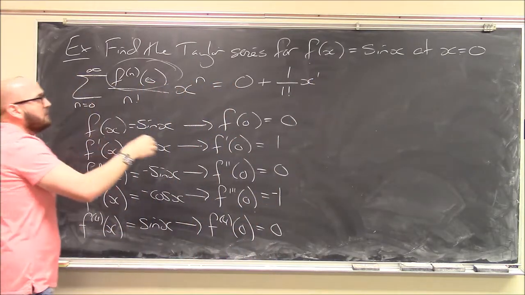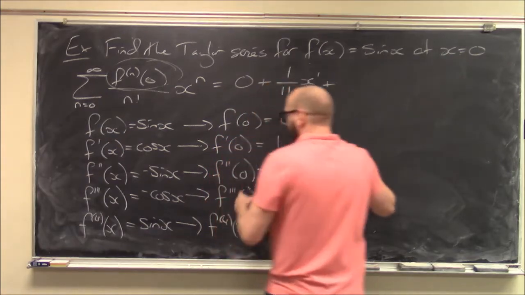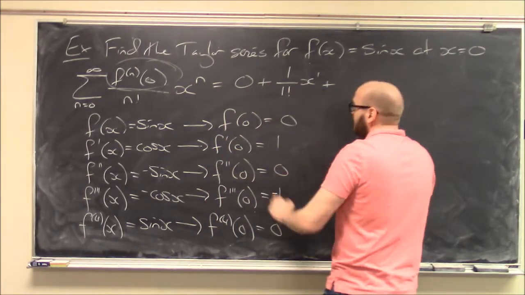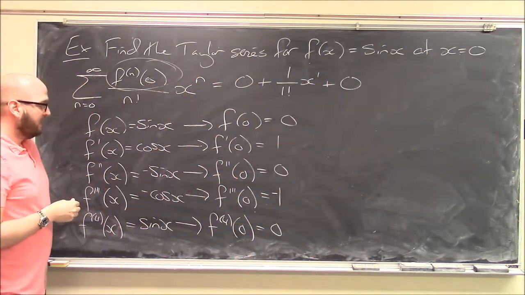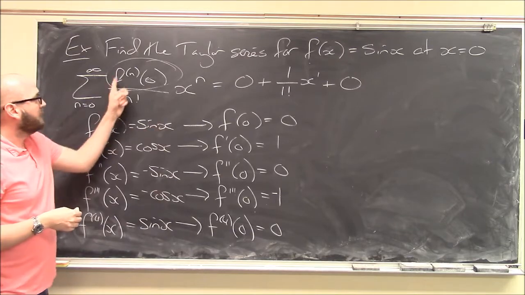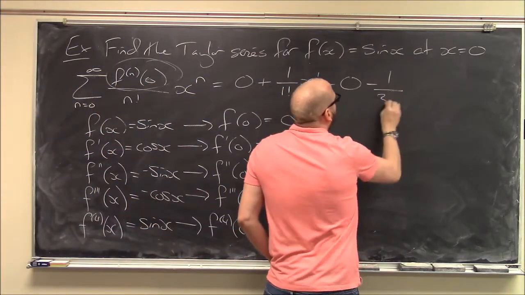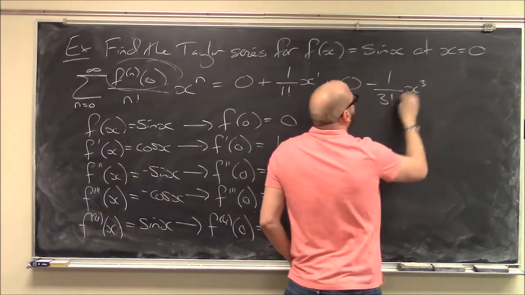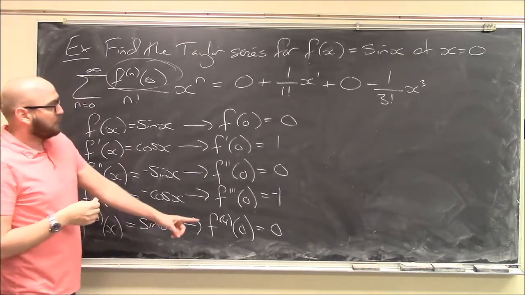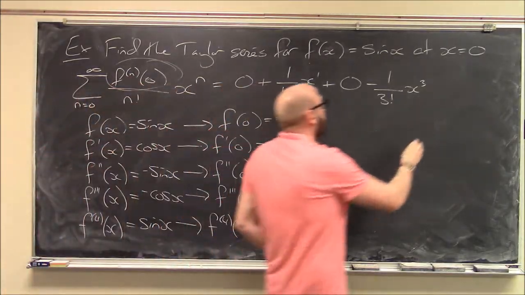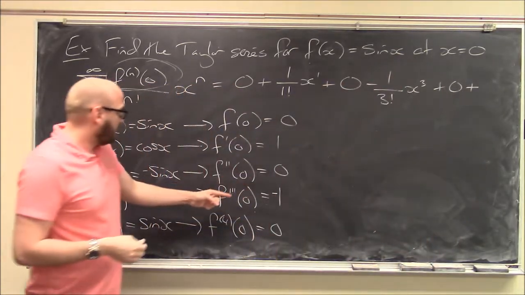Right, plug in n equals 2. Plus n equals 2, we're going to have second derivative at 0 is 0, so 0 times anything is 0, so I just write plus 0. And now we're at the third derivative, so now we're going to be minus 1, minus 1 over 3 factorial times x cubed. Alright, what's next? Fourth derivative is 0, so we're going to be looking at plus 0.